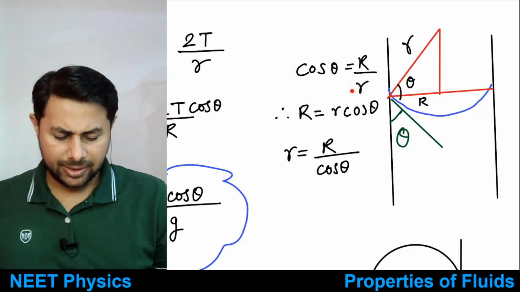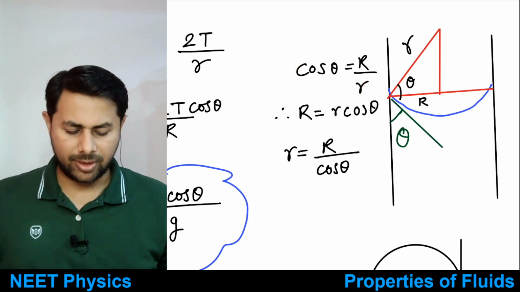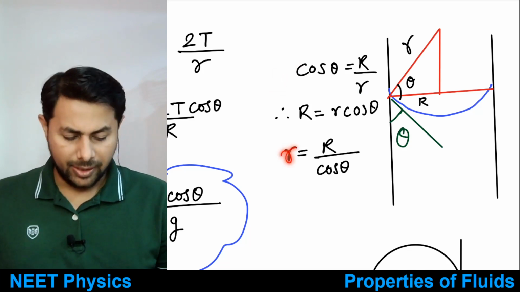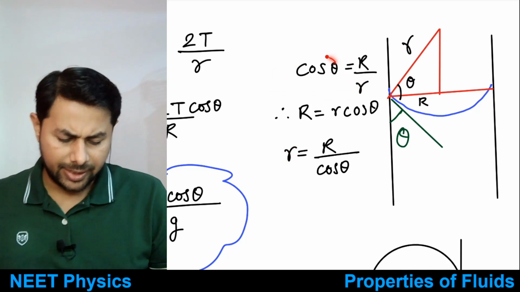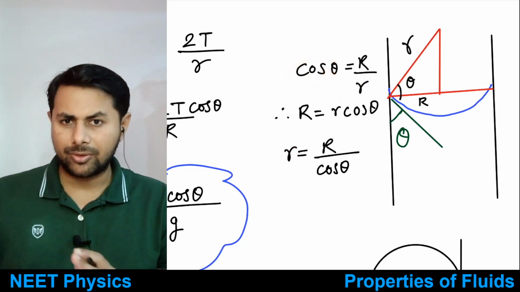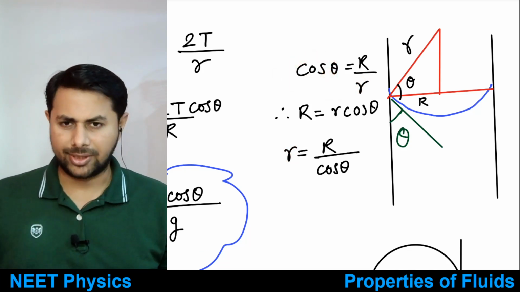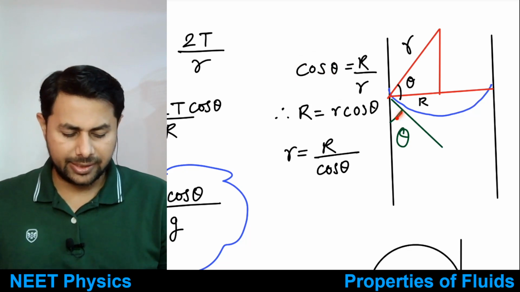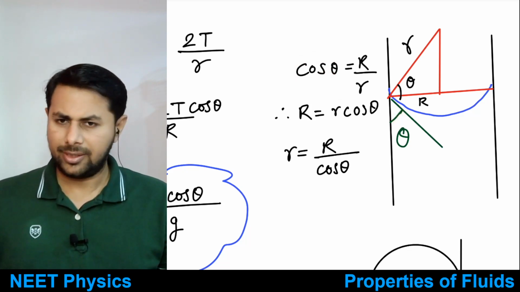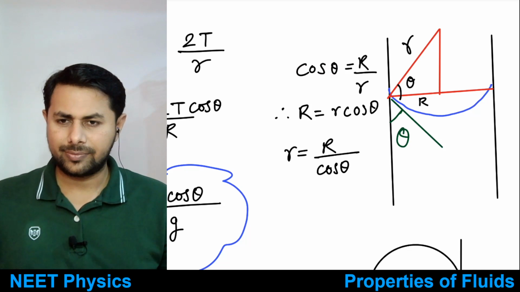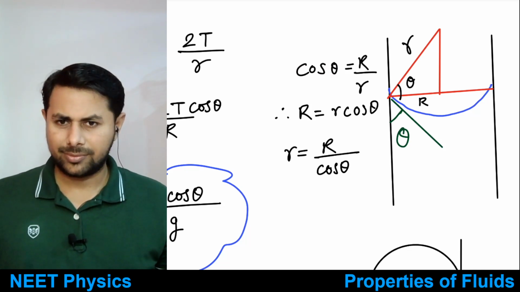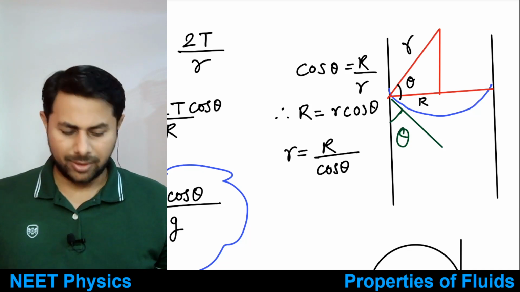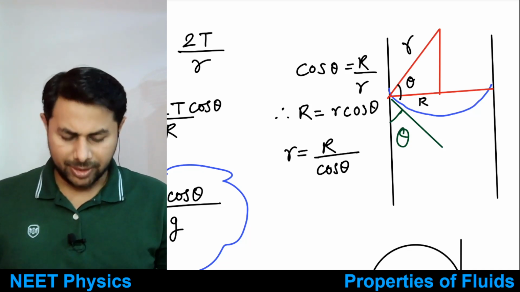Capital R is equal to small r cos theta, or if I want small r, then take the small r on the other side, take cos theta on this side. So small r would be equal to capital R divided by cos theta. And what is theta? Theta is the angle of contact. Is this thing clear, everyone? Yes, no? Okay, because then we are going to substitute it.